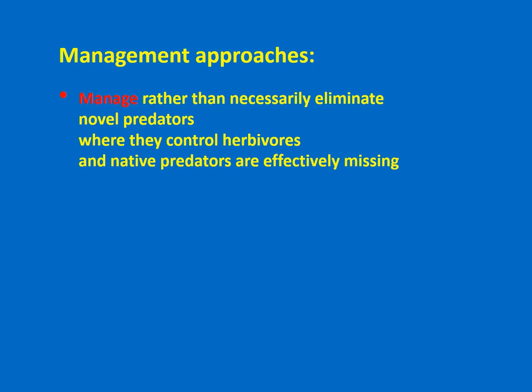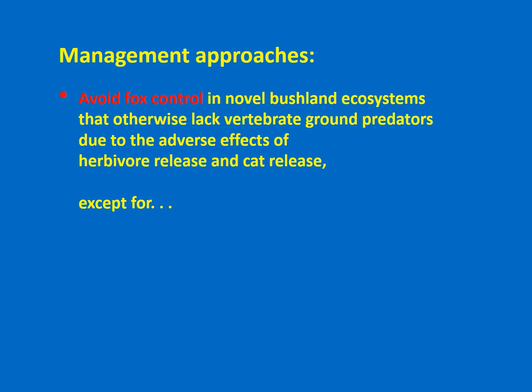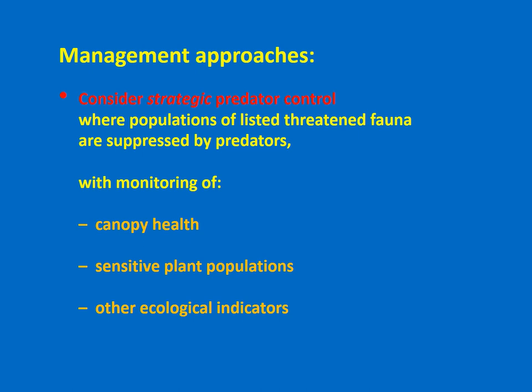Manage rather than necessarily eliminate novel predators where they control herbivores. Avoid fox control in novel bushland ecosystems that otherwise lack vertebrate ground predators, due to the adverse effects of herbivore release and cat release, except consider strategic predator control where populations of listed threatened fauna are suppressed by predators in combination with monitoring of canopy health, sensitive plant populations and other ecological factors.